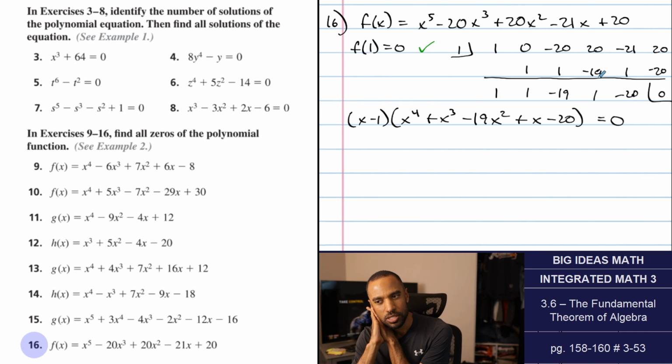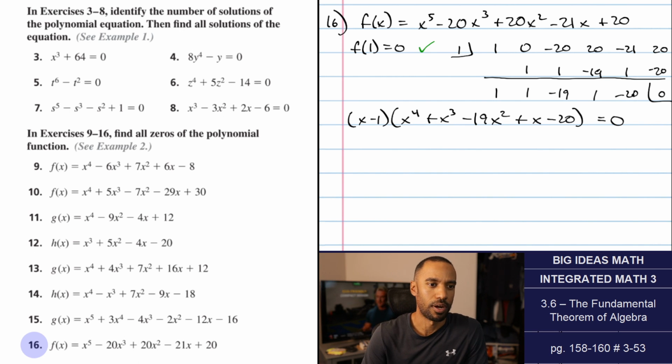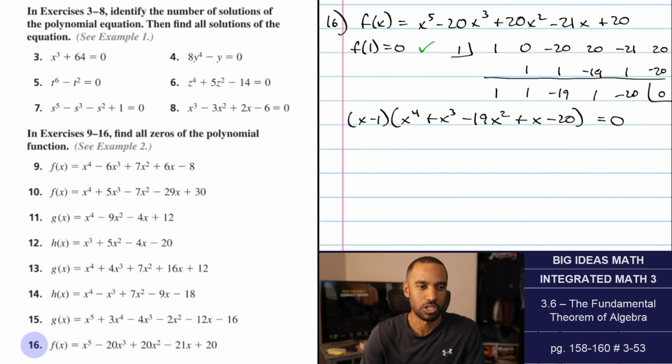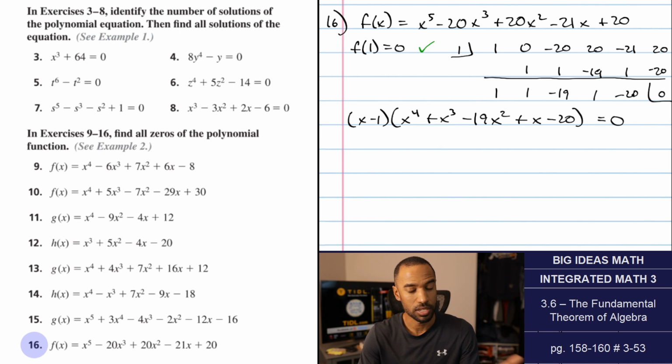2 to the fourth is 16, plus 2 cubed is 8, so it's 24. Minus 19 times 4 is minus 76. This is why I don't want to do it this way, because I forgot what I'm adding. 24 minus 76 is negative 56, plus 2. Okay, that doesn't work. Maybe negative 1 does work, and I'm missing the calculation in my head. I hope I didn't mess up the synthetic division process. I shouldn't have, since I got zeros. Let's just go to the graphing calculator and do the rest from there.